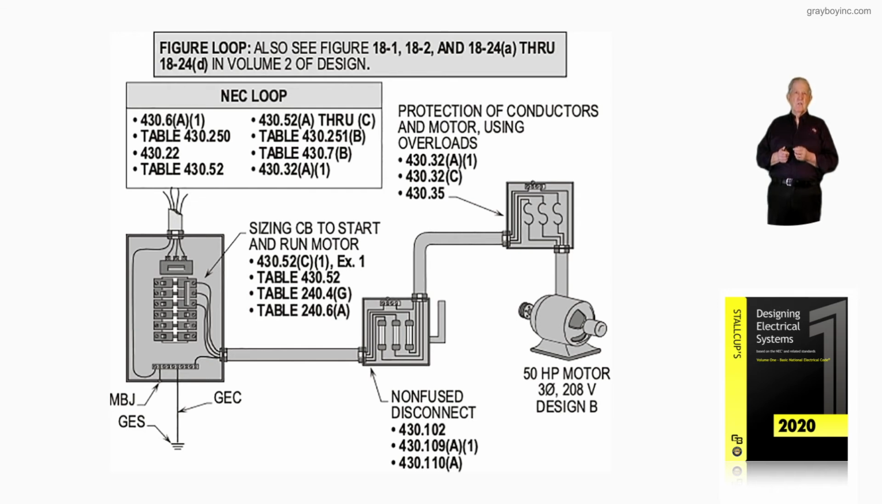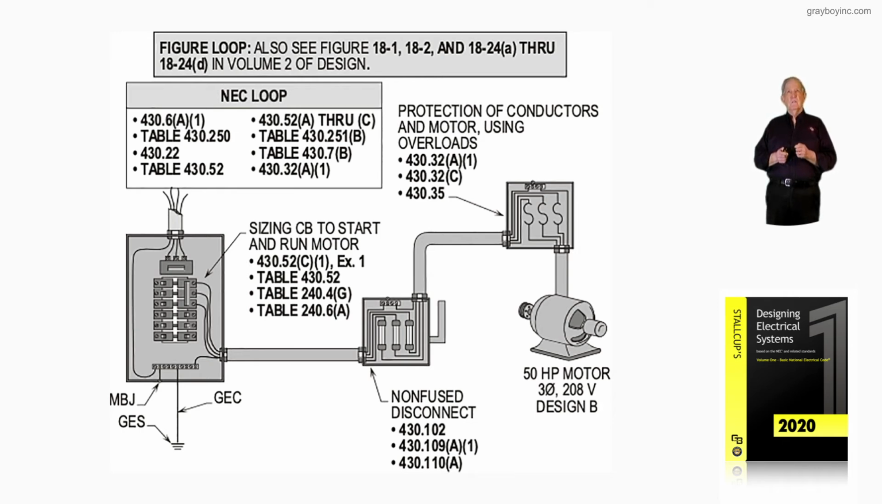Now we can use a circuit breaker in the service equipment, and we can have a non-fusible disconnect, or we could have fuses. But notice if it's a non-fusible disconnect, notice what you have inside there. Those fuses aren't fuses. They're just a solid connection that would be used to provide line and load connections. Now, the next thing that we would look at is the figure loop.